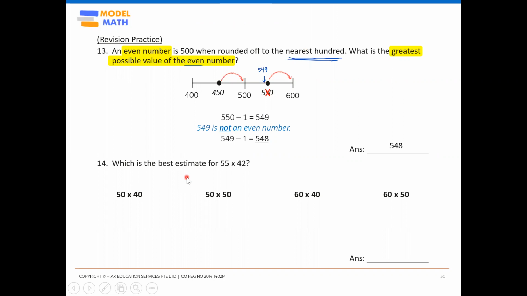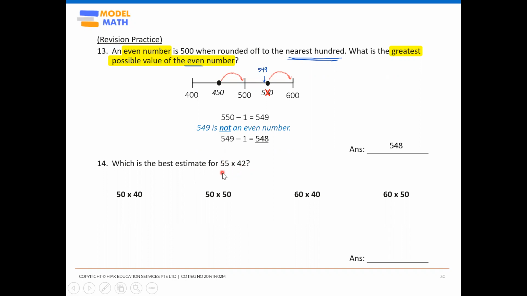Now for the next question, which is the best estimate for 55 times 42? When they say best estimate, they are not expecting you to calculate this out. In this case, best estimate means you round these off. How do I round? If you look at these two numbers, they are all double-digit numbers. So for double-digit numbers, you have to round off to the nearest tens. That's all you can round off to. You can only round to your nearest tens and nothing else.